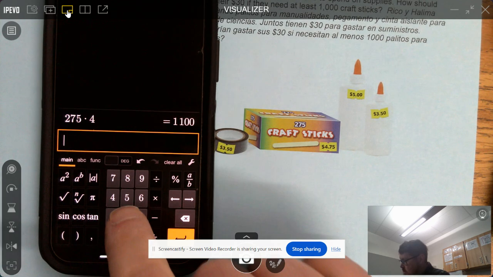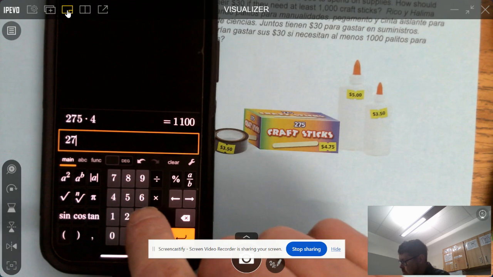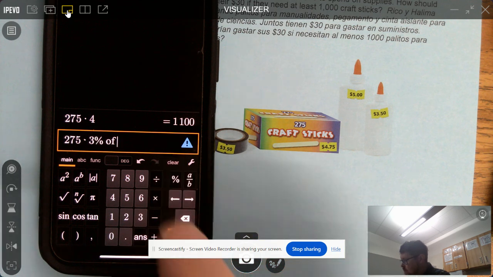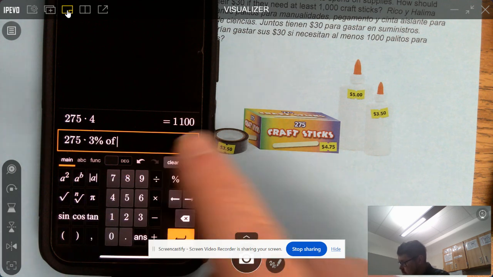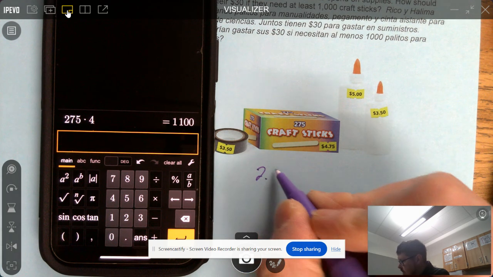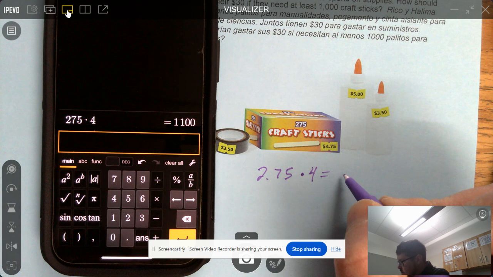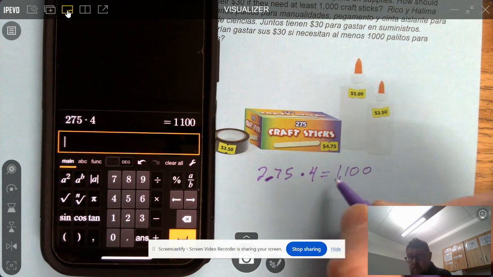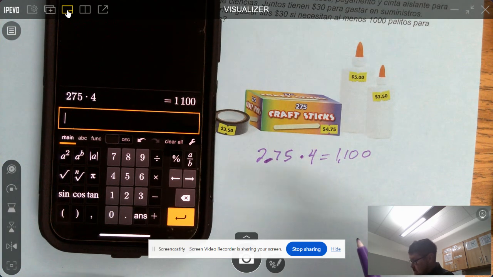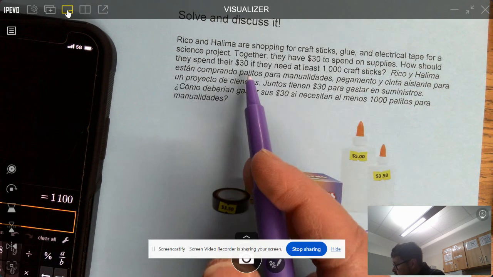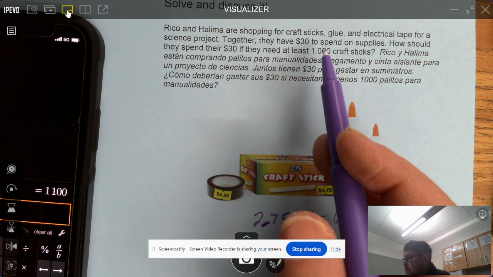Now, just to double check this, let's see what happens if we do 3 boxes. Well, we don't get quite where we need, right? So we need 4 boxes, which gets us to 1,100. That's enough. So we need at least 4 boxes of the craft sticks because it says they need at least 1,000 craft sticks, right?